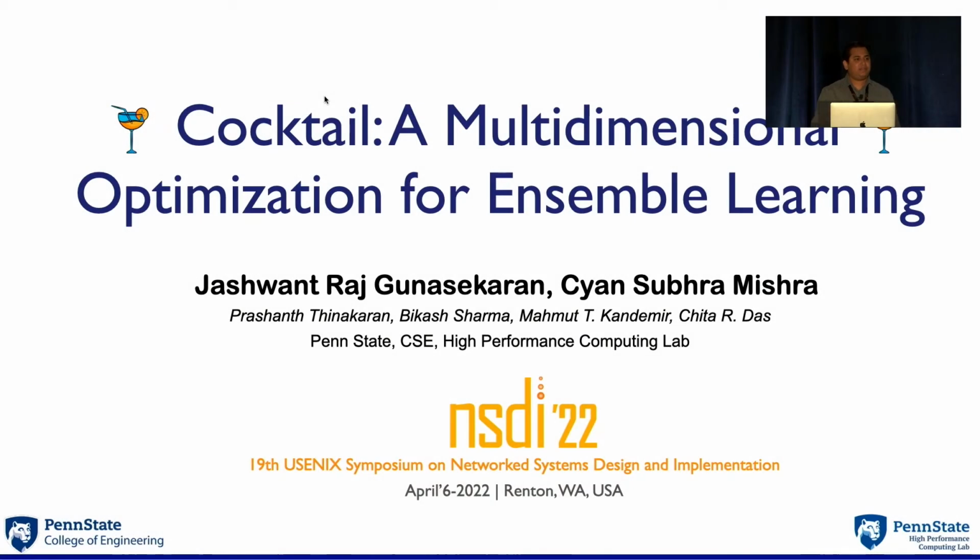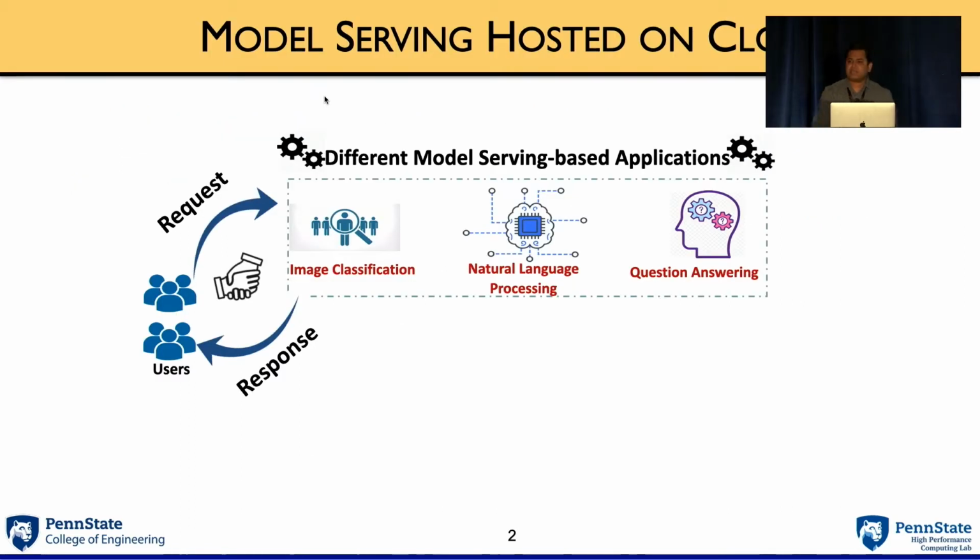I'm Cyan. I'll be talking about our work Cocktail, a multidimensional optimization for enabling model serving using ensemble learning in public cloud. I have my co-author here, Jashwant Gunasekaran, and let's get started.